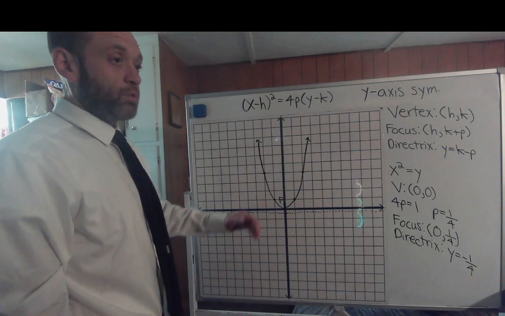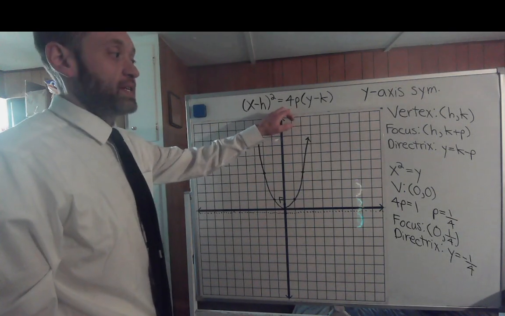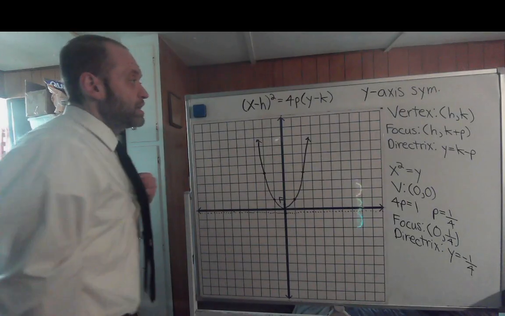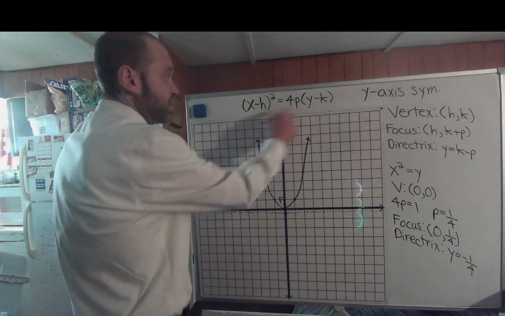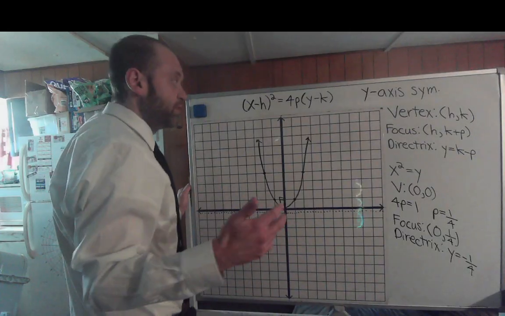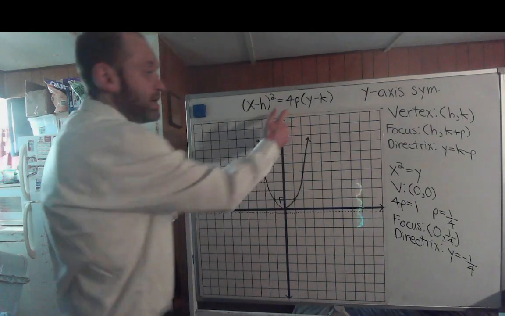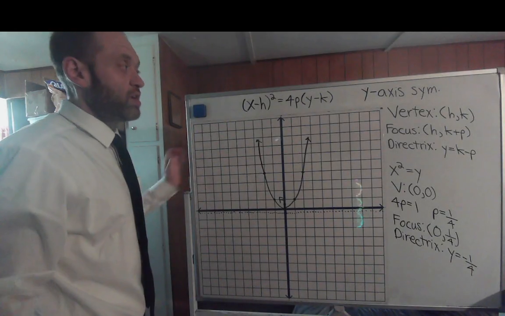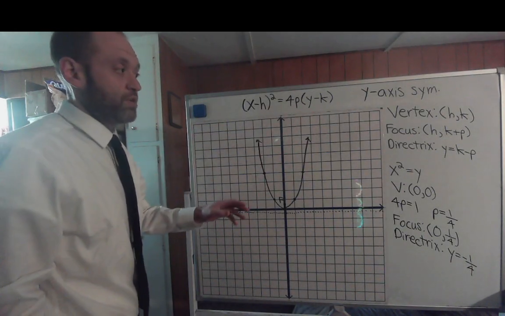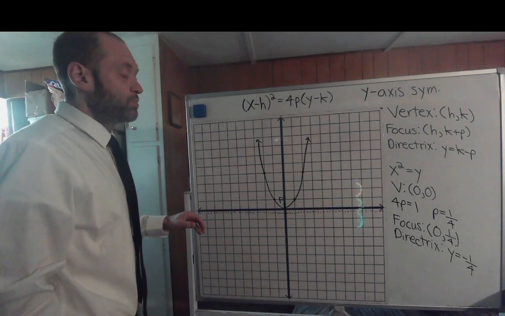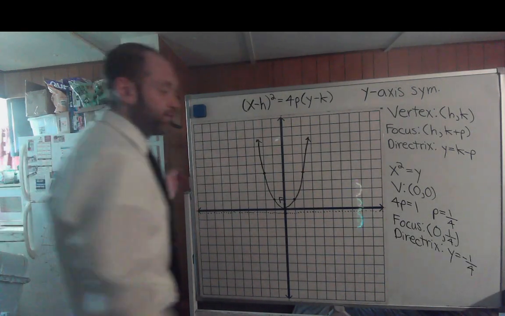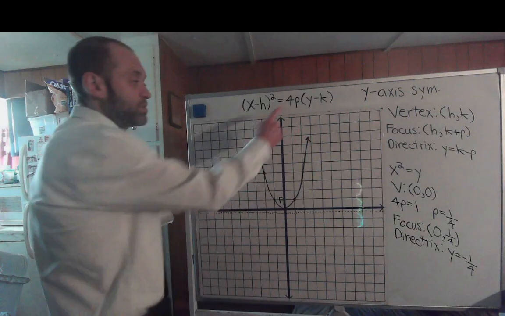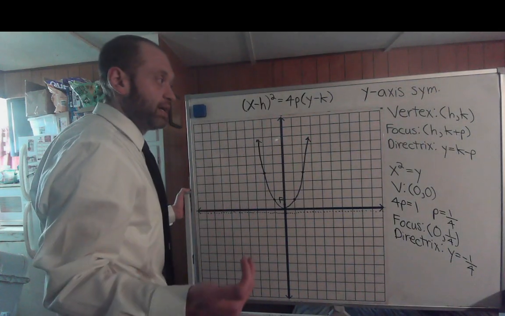So you're probably wondering, what's this 4p business? Well, usually, of course, h and k will have some numerical value. That 4p represents some coefficient on your y minus k term. So what you have to do is take 4p and set it equal to the coefficient and solve for p.